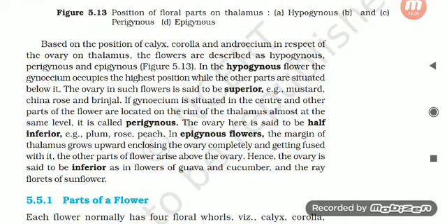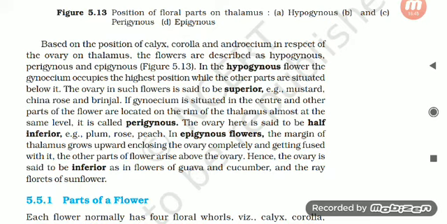Based on the position of calyx, corolla, and androecium in respect of the ovary on thalamus, the flowers are described as hypogonous, perigonous, and epigonous. In the hypogonous flowers, the gynoecium occupies the highest position while the other parts are situated below it. The ovary in such flowers is said to be superior. Example: mustard, china rose, and brinjal.